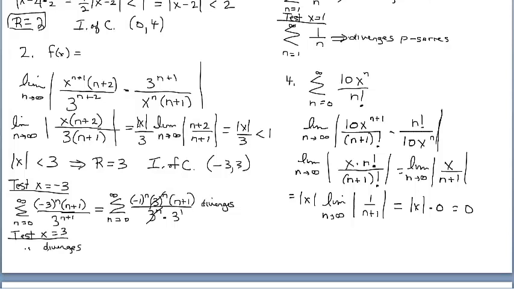Okay. And let's see, 0 is less than 1 already. And since 0 is less than 1 by the ratio test, this is going to converge for all x. Okay, so our radius of convergence then is going to be infinity, which tells us that our interval of convergence is going to be -infinity to infinity.